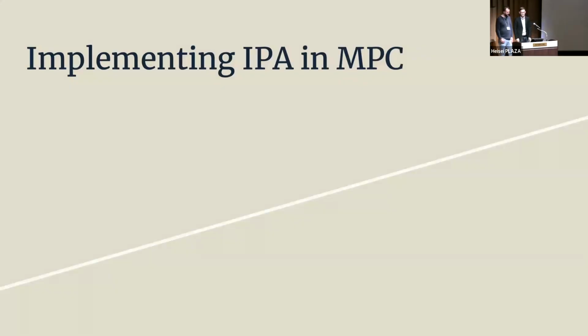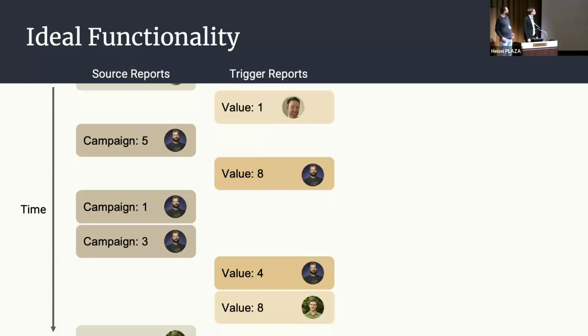Now that we've covered how the input data is generated, let's talk about how we produce aggregate measurement results in MPC. So let's first start by explaining our ideal functionality before we get into the protocol. A measurement query consists of a set of source reports, these are the ad impressions, and trigger reports, these are the conversions. We first group them by the associated person and sort by timestamp. Then, for each of the trigger reports, we look backwards to see if there's a source event from the same person that preceded it. We call this last touch attribution.